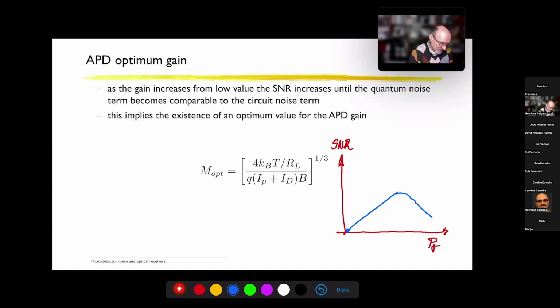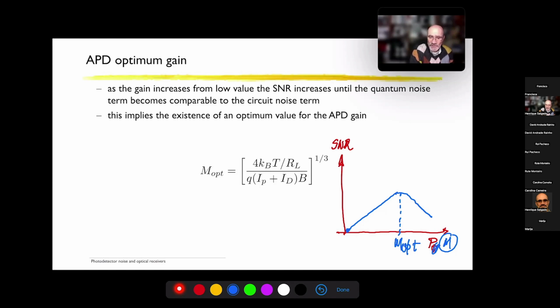And so, in fact, I should have put, instead of received optical power, the gain of the APD here. And so as the gain of the APD starts to become significant, it means there's an optimum value for the optical gain, or the APD gain, that provides a maximum signal-to-noise ratio.